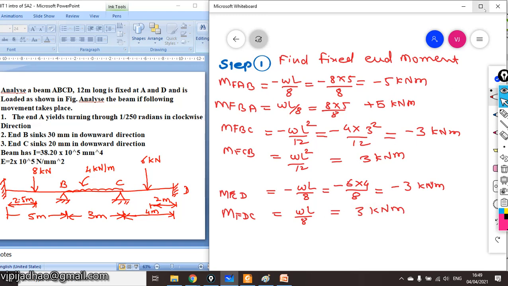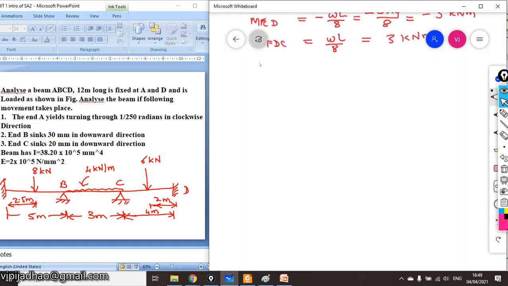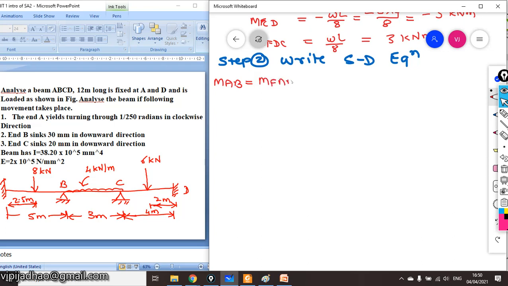Based on these fixed end moment values, we'll write down the second step. So step number 2: write the slope deflection equation. Therefore MAB will be MFAB plus 4EI.